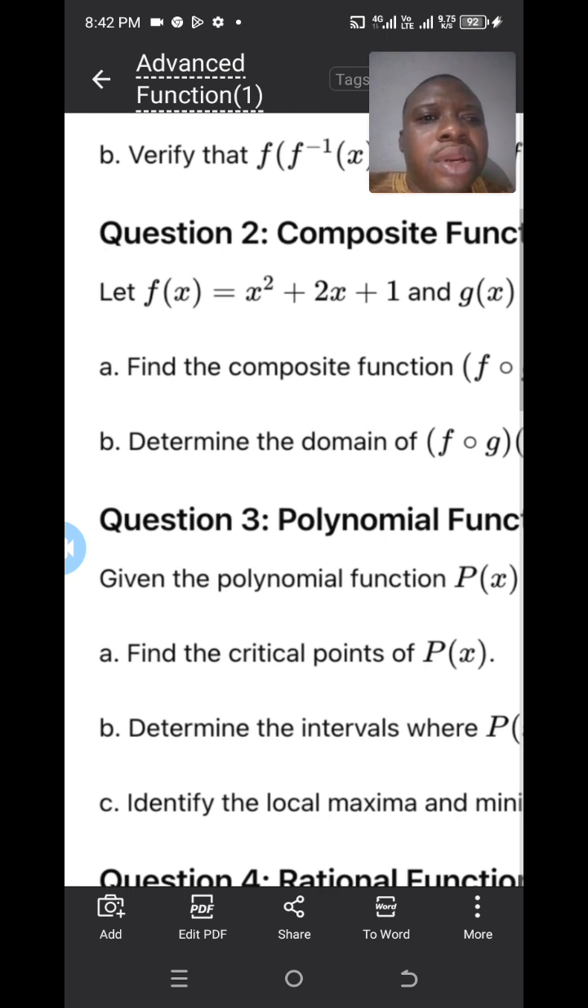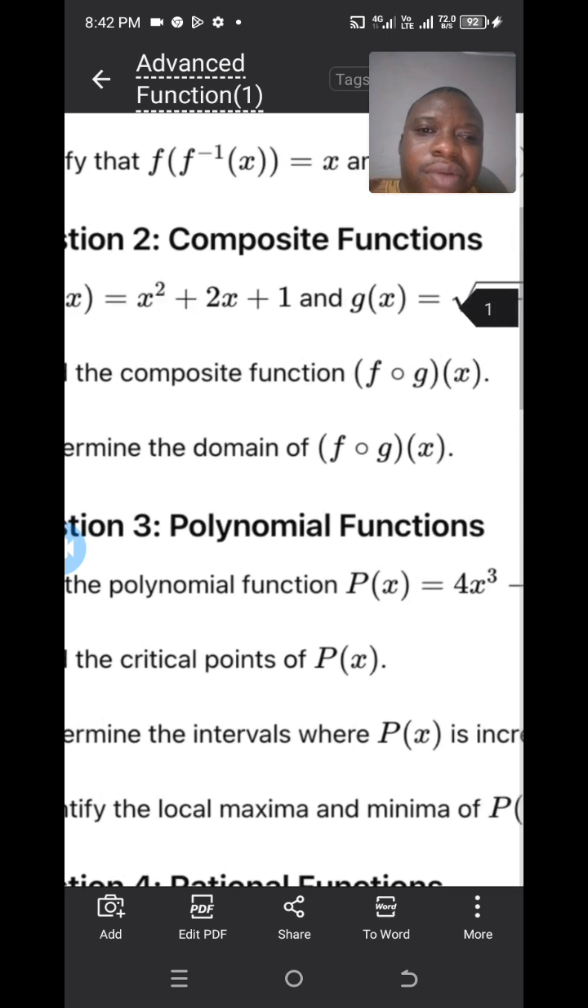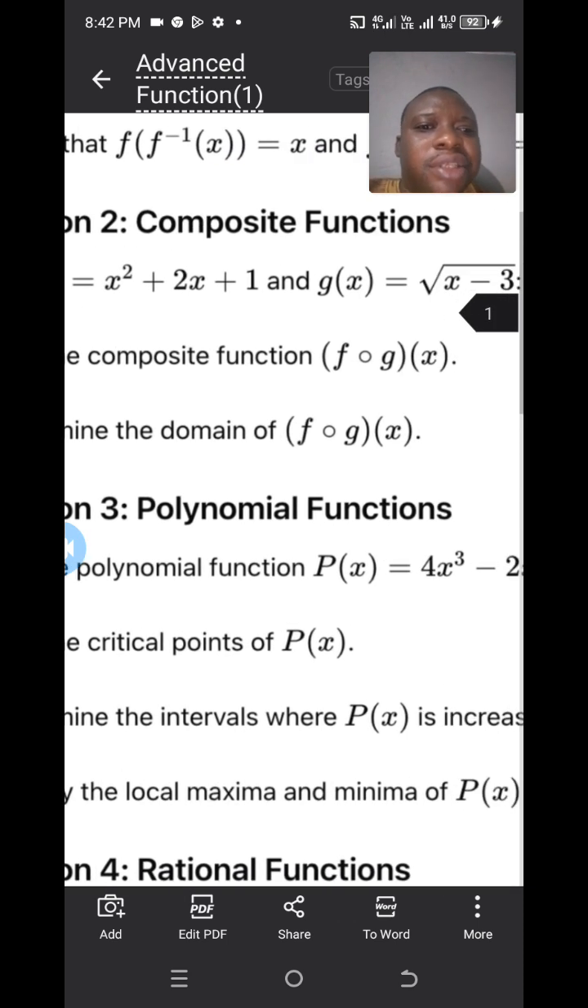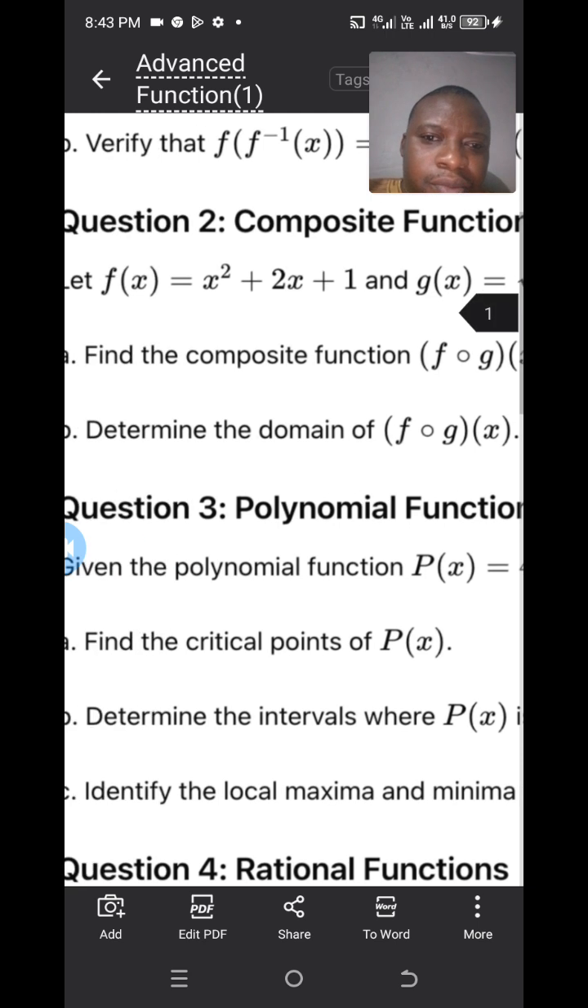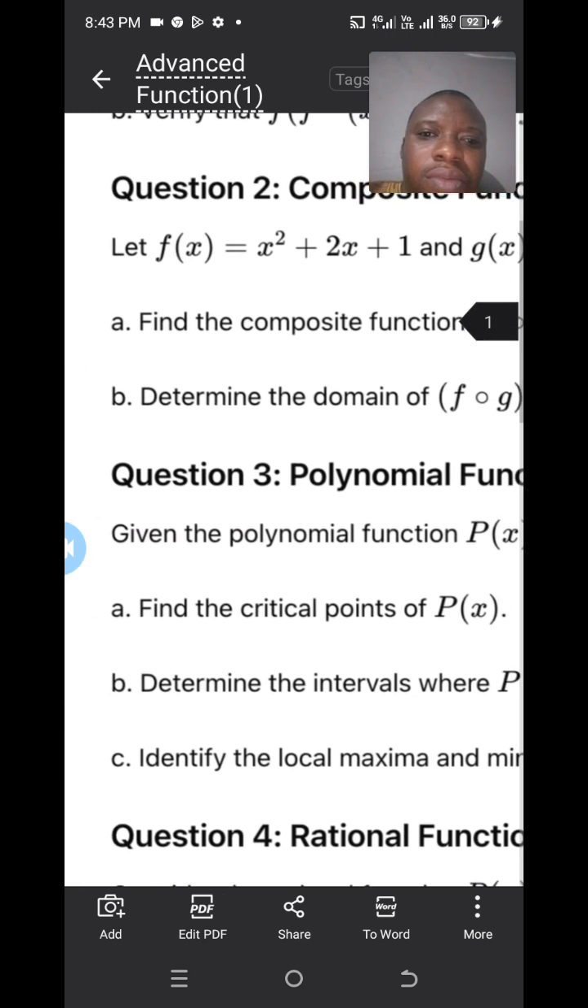I'm here to consolidate our knowledge in advanced function by solving some practice questions. Last class, we solved questions on inverse function. But today, I'm going to solve the second question on composite functions. So now that's question number 2.